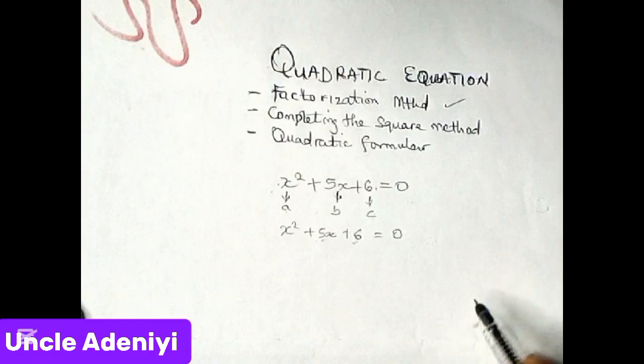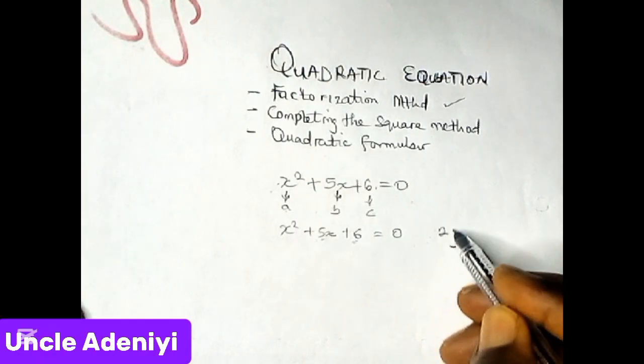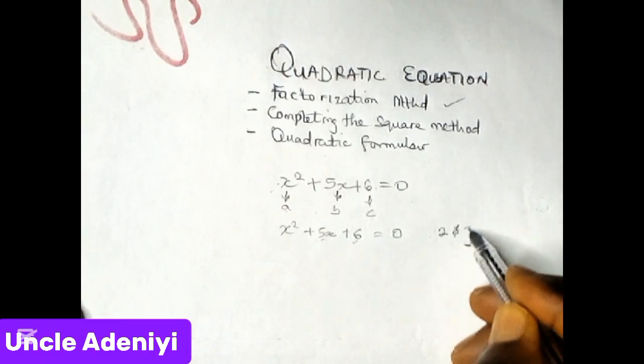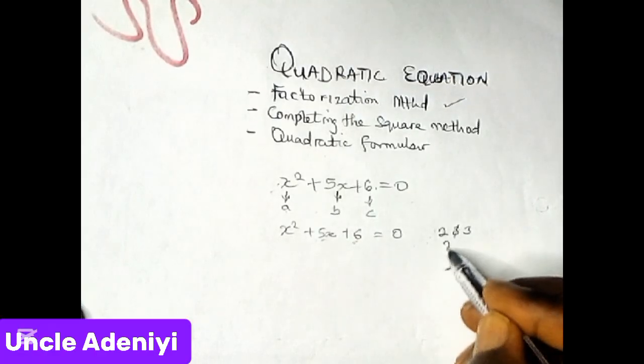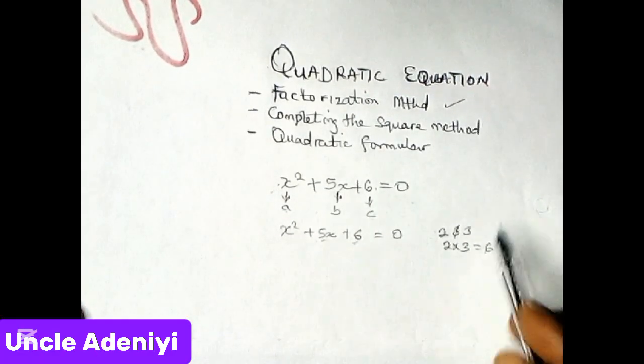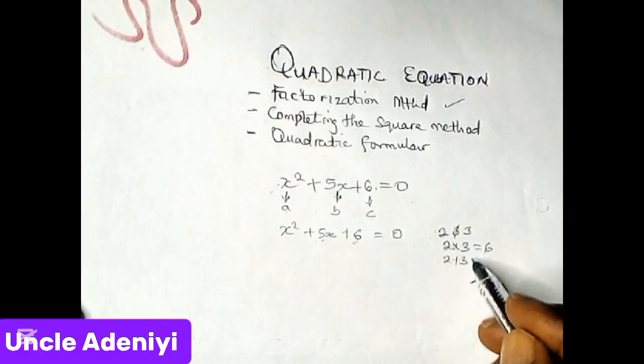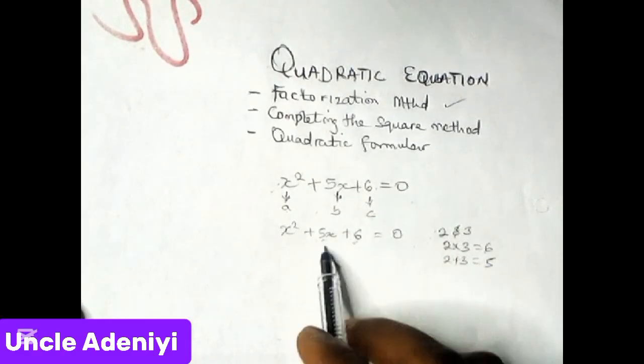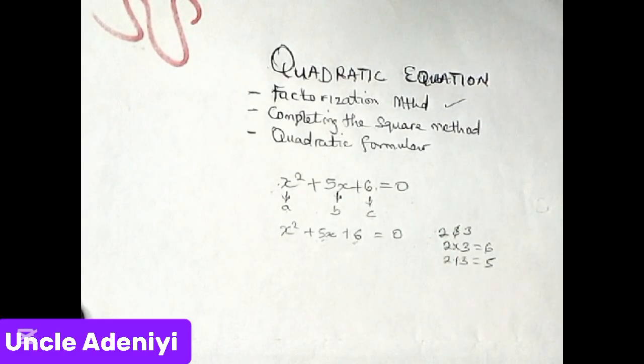Now move down. Let's say 2 and 3. 2 times 3 will give you 6. 6 is here. 2 plus 3 will give you 5. 5 is here. So we have what we are looking for.